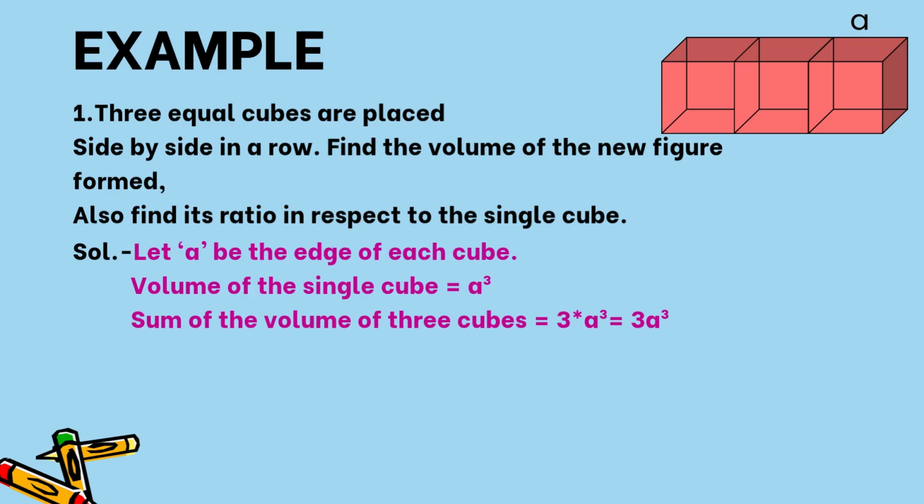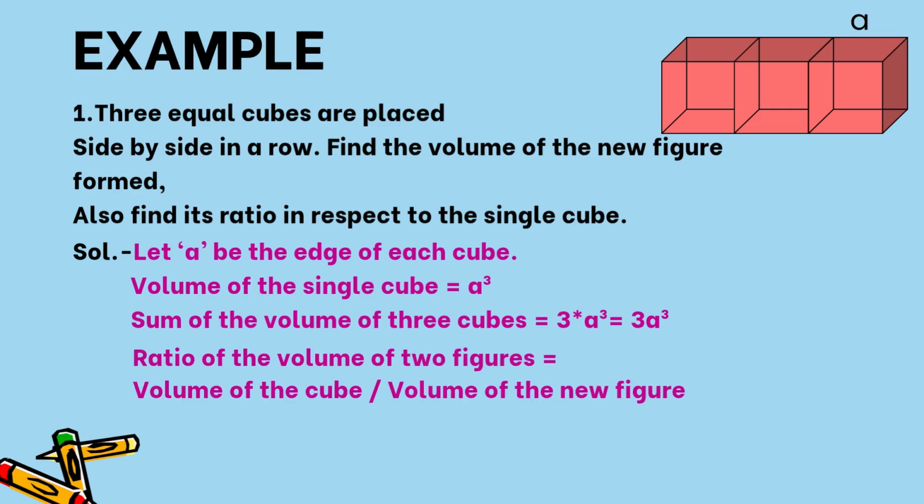The volume of the single cube is A cubed. Therefore, the sum of the volume of 3 cubes will be 3 times A cubed. The ratio of the volume of the two figures is volume of the cube divided by volume of the new figure, equals A cubed divided by 3A cubed, equals 1 to 3.